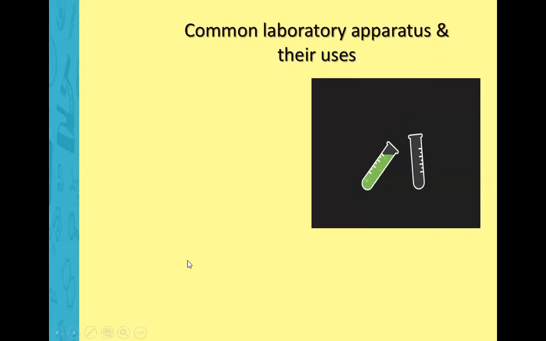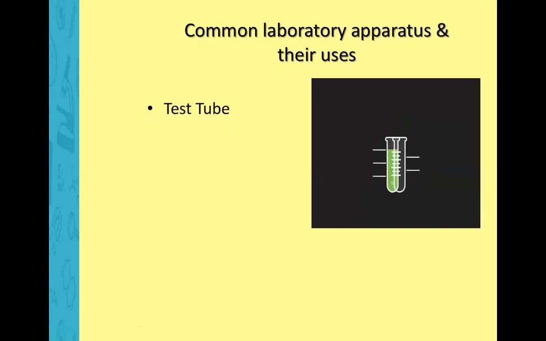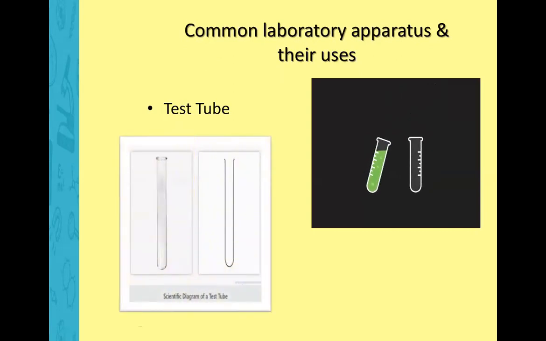Now first one is test tube. As it is shown in the picture, you must have seen the picture of test tube, or those who have elder brother and sister in class 9th and 10th, they have seen the test tube with them. What is the test tube? It is a tube for containing or heating a small amount of substances. A test tube is a glass tube with one end open and the other end closed. The closed end is rounded.